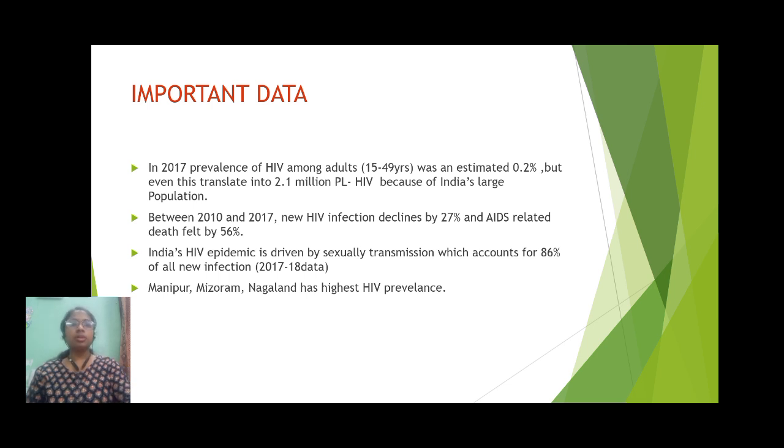Some important data. In 2017, prevalence of HIV among adults in the age group 15 to 49 years was an estimated 0.2%. But even this translates into 2.1 million patients living with HIV because of India's large population. Between 2010 and 2017, new HIV infection declined by 27% and AIDS-related death fell by 56%. India's HIV epidemic is driven by sexual transmission, which accounts for 86% of all new infections. In India, Manipur, Mizoram, Nagaland have the highest HIV prevalence.